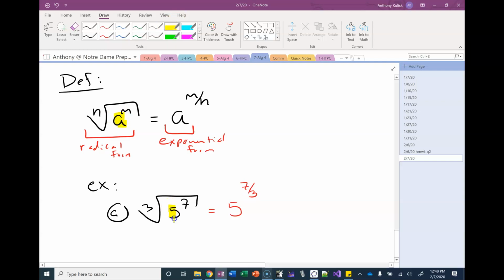So my a is 5, so there's my a. My m is 7, so there's the 7. And my n is 3, so there's my 3. Okay. Do we feel pretty comfortable doing that? It's not difficult, right? You just have to follow the pattern of where the numbers go, right?